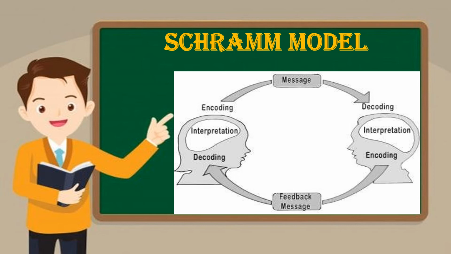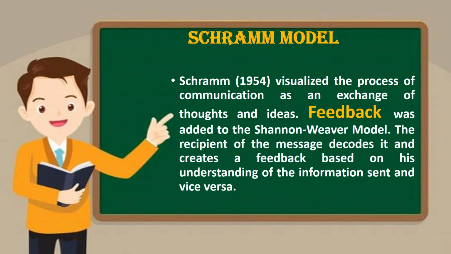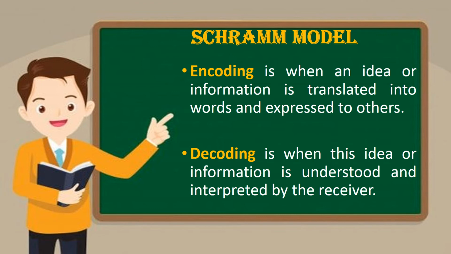Encoding, based on what we have studied during the previous lesson, is when an idea or information is translated into words and expressed to others. And decoding is when an idea or information is understood and interpreted by the receiver. Hence, the receiver must be able to send feedback to the sender in order to complete the process. Otherwise, the communication transaction fails. So the Schramm model, which is a two-way communication model, revolves around this principle.